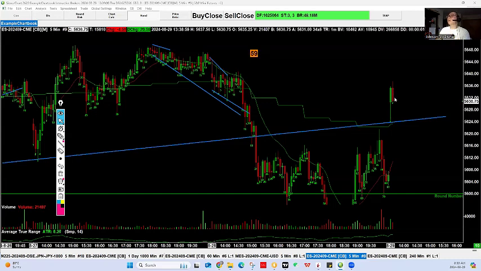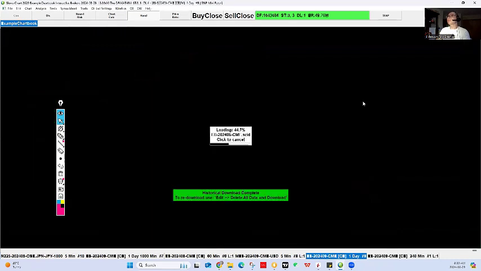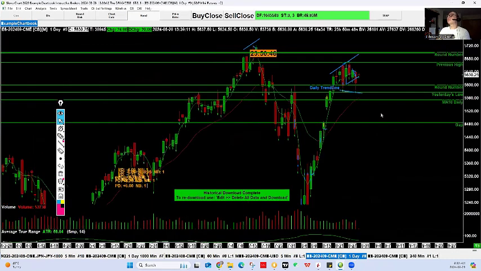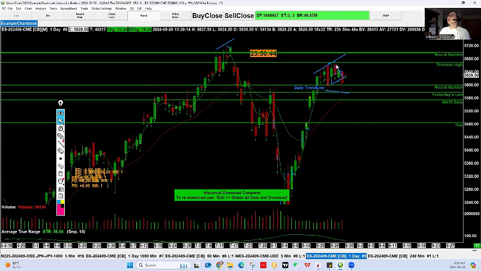Market gap up, a bull bar, and then reverse back. Yesterday is a bear bar. It's in a trading range, in an expanded triangle.